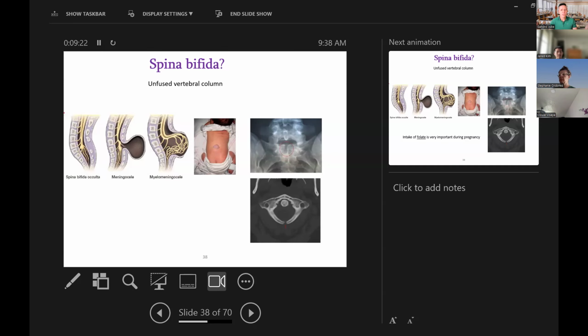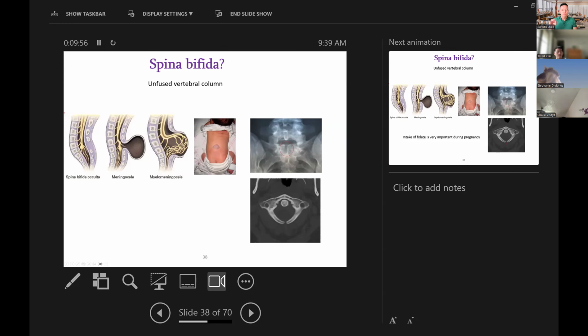Now, you might be wondering to yourself, what does this unfused vertebral column look like? Everybody look down here. Folks, here we are looking at the C1. How do I know this is the C1? Well, I can see the dens of axis here of the C2. And if you look down here, the little arrow, you can see that the vertebra did not fuse completely when the baby was being formed inside of the womb of the mother.